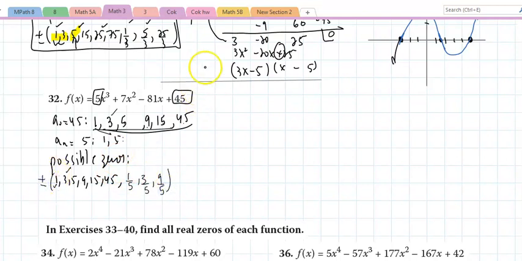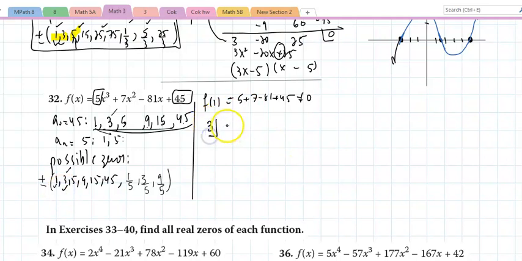Now what? I'm going to check, does 1 work? If I throw a 1 in, well, what's f of 1? That is 5 plus 7 minus 81 plus 45. For sure, that's not going to equal 0. 1 and negative 1 are not going to work. What's the next number? Let's try 3.